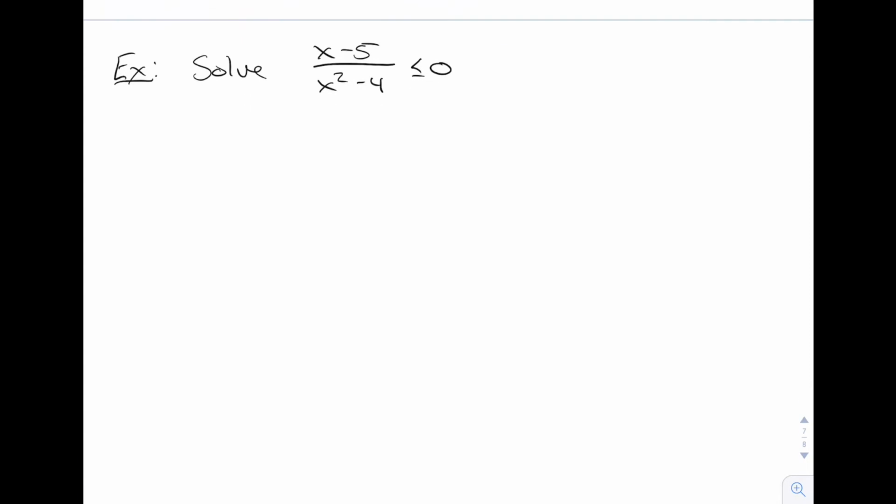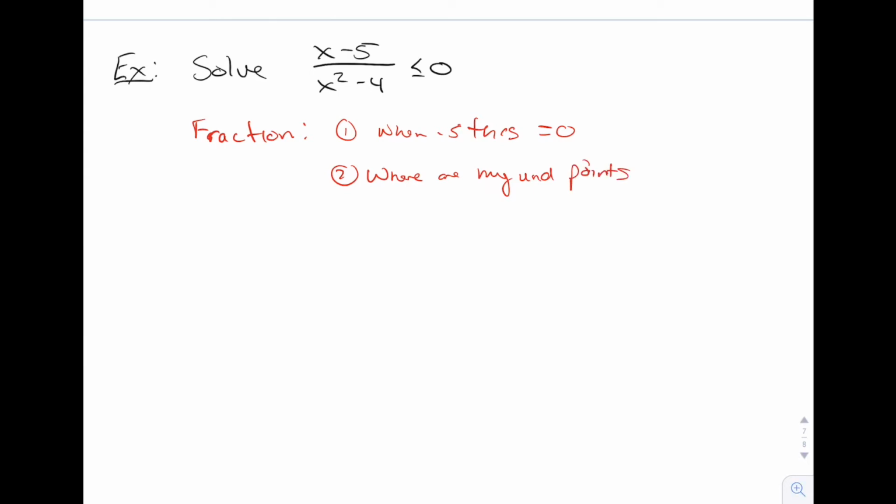So let's look at an example. I want to solve this inequality: x minus 5 divided by x squared minus 4 is less than or equal to 0. And we bring up this idea of undefined points because when we have a fraction, I want to consider two things. When is this equal to 0? And where are my undefined points? And what we're going to do is a sign diagram for those two categories of points.